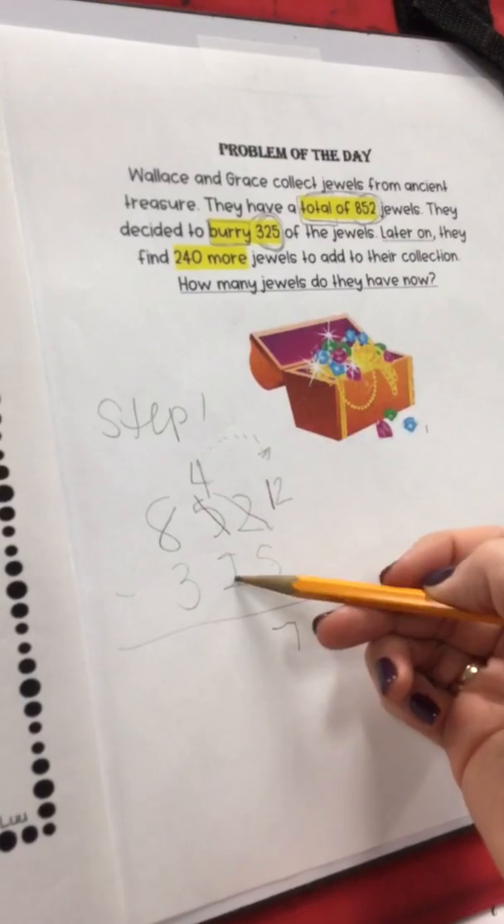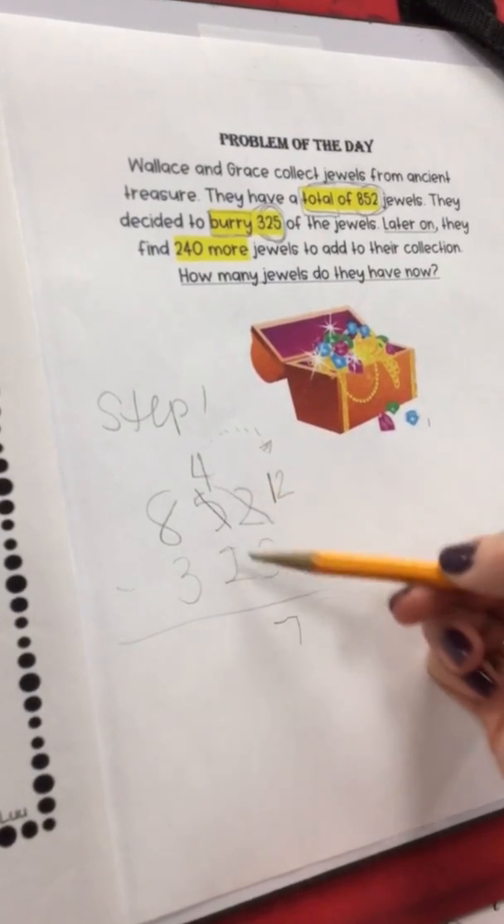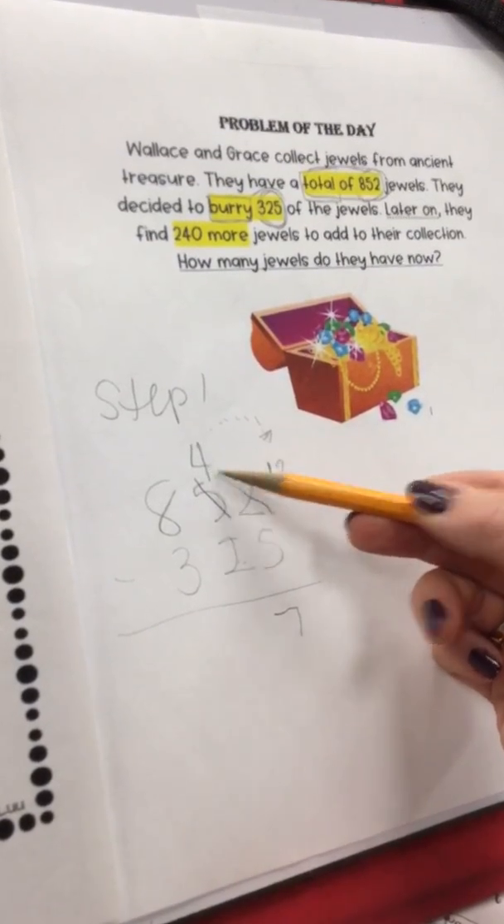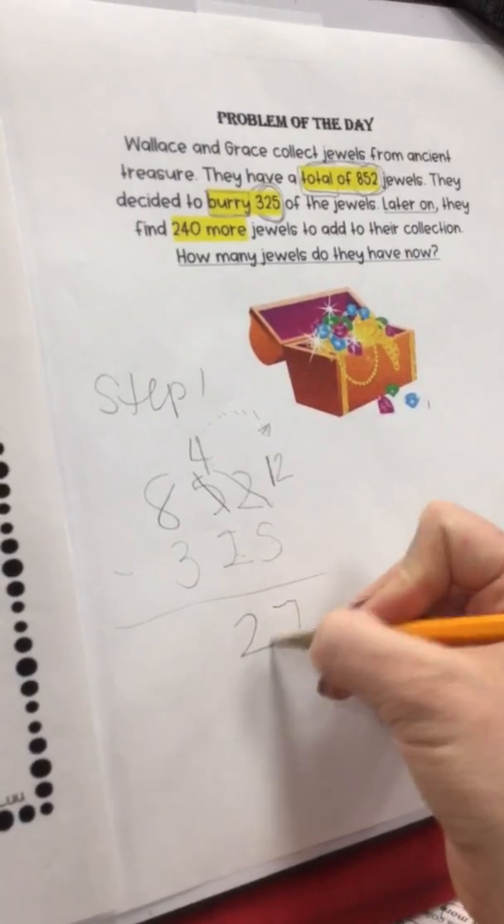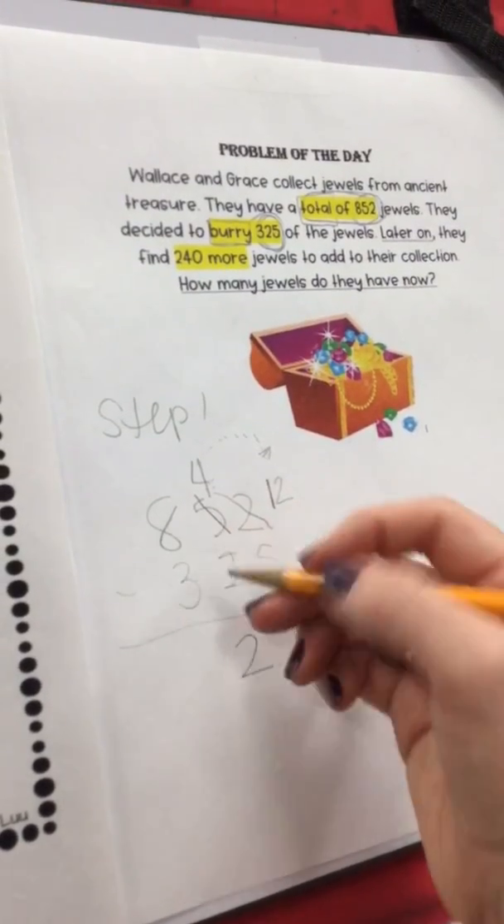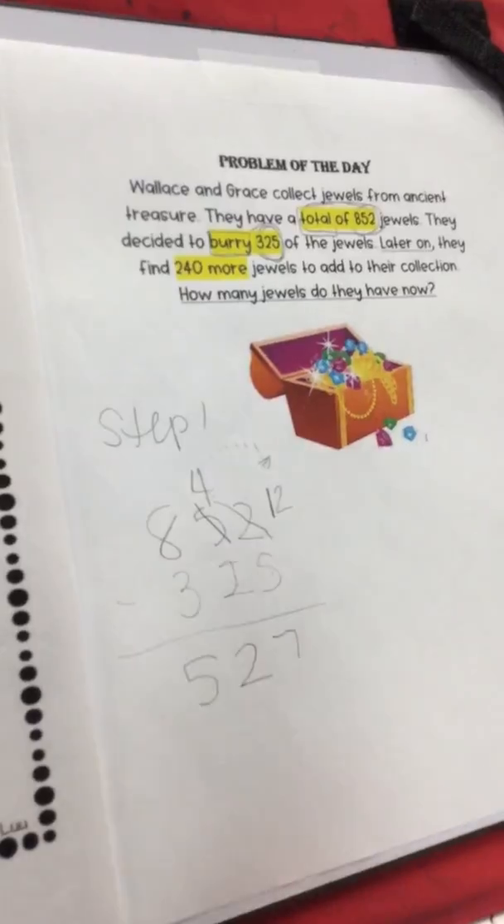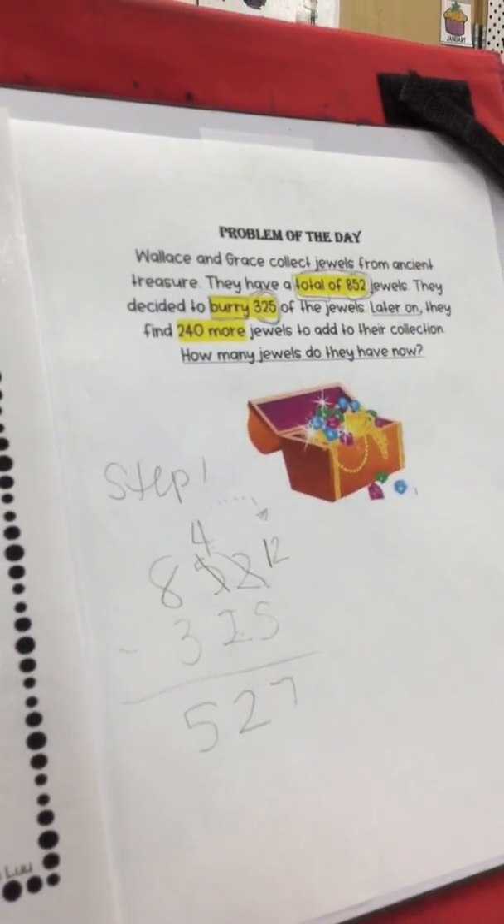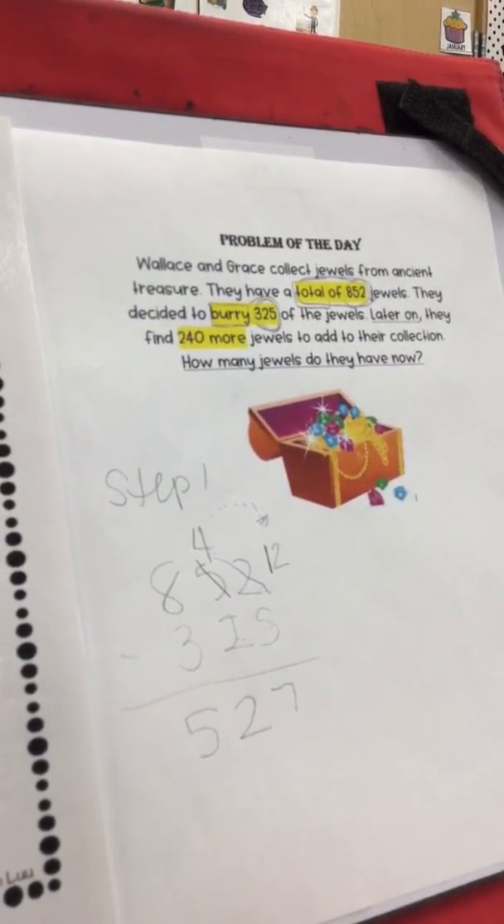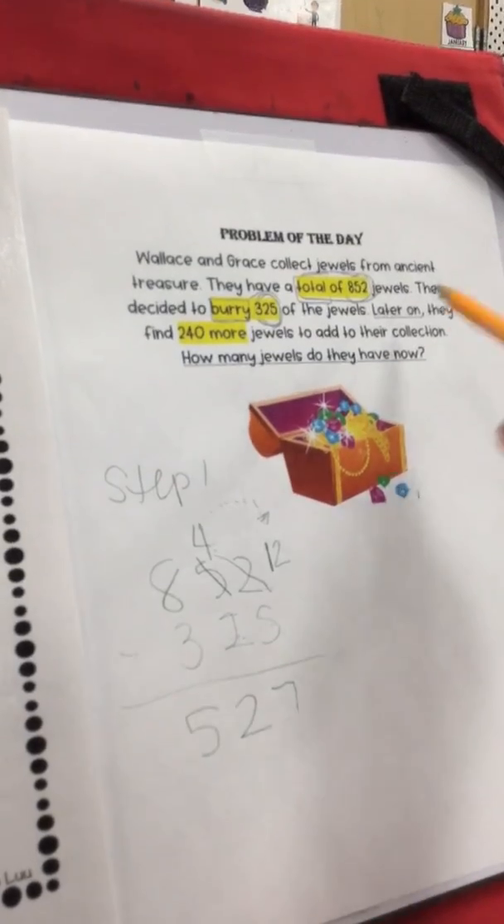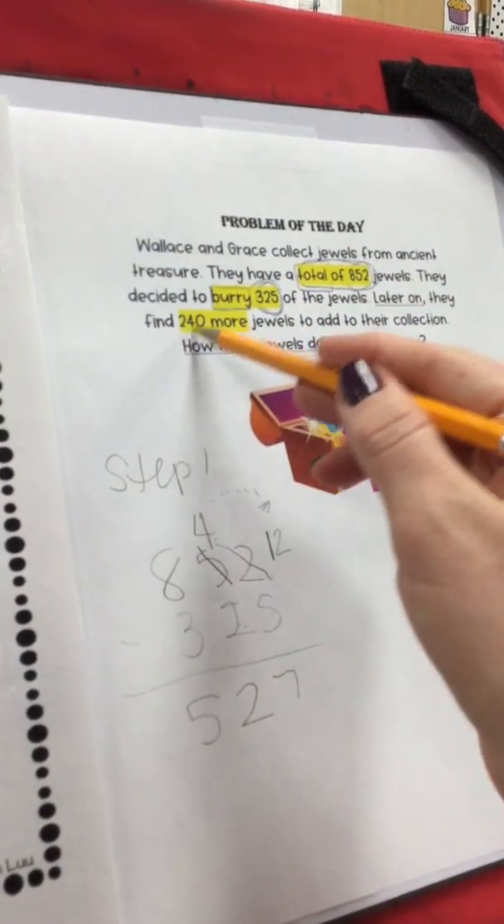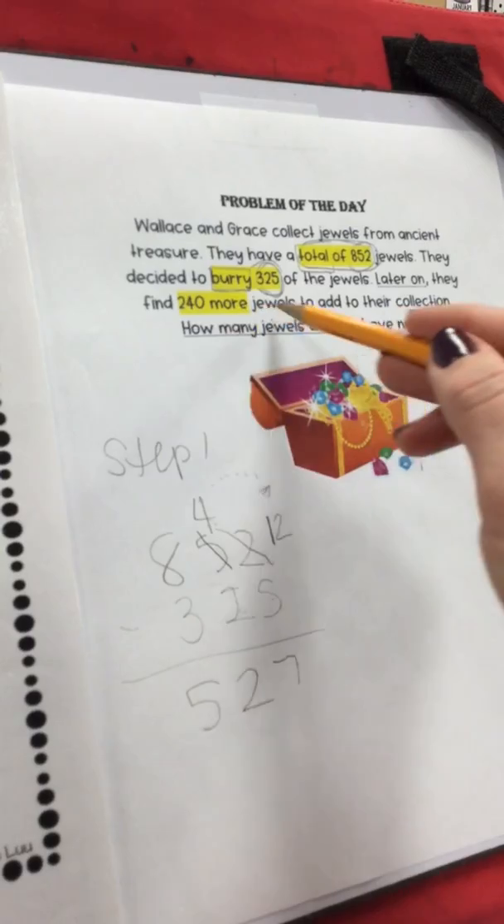And 4 minus 2: 4 is a big enough number, we can take 2 from 4. So 4 minus 2 is 2. And then of course, 8 minus 3 is 5, giving you the number 527. But the problem is not done. If you realize, it says later on they find 240 more jewels.